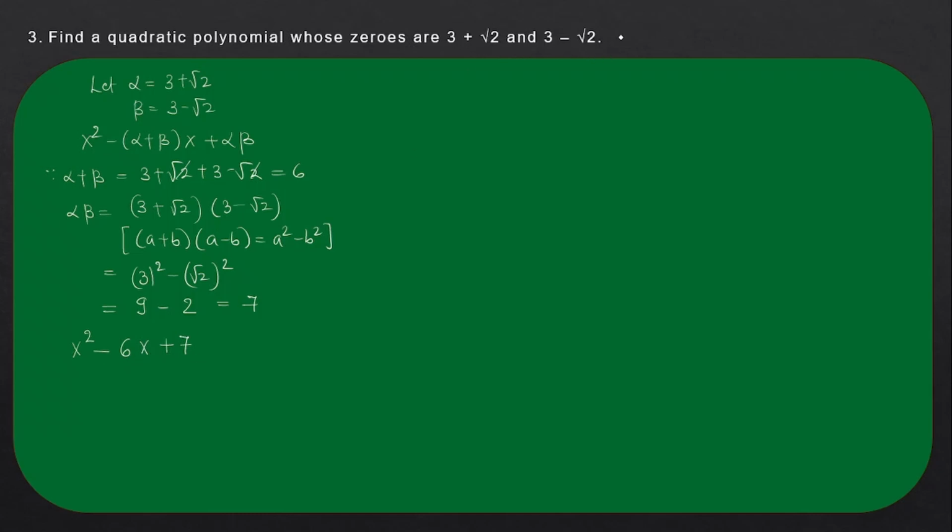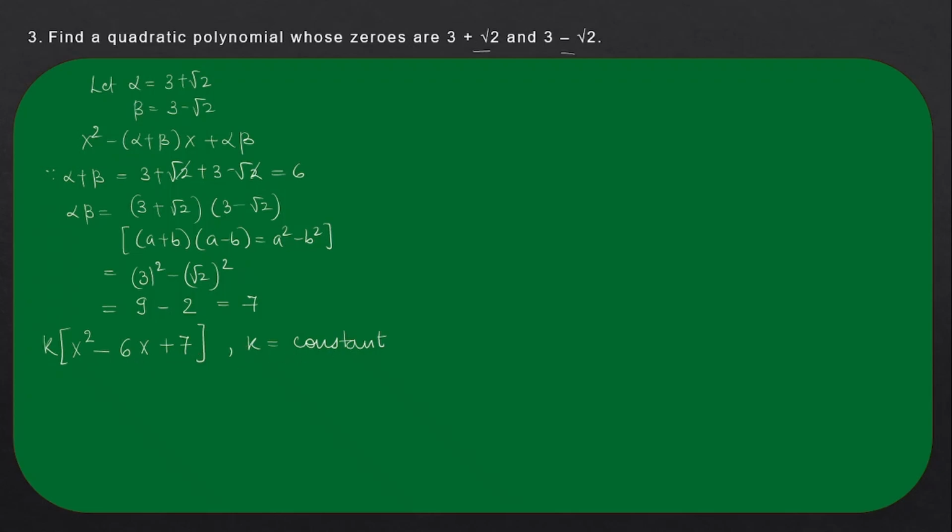3 minus root 2. What we need to know here is that there can be infinite such polynomials which have the same roots as given in the question. Therefore, we introduce the variable k, where k is nothing but a constant. This constant enables us to obtain all those quadratic polynomials which have the specific zeros. Therefore, the final answer is k times x square minus 6x plus 7. I hope you are following up with me.